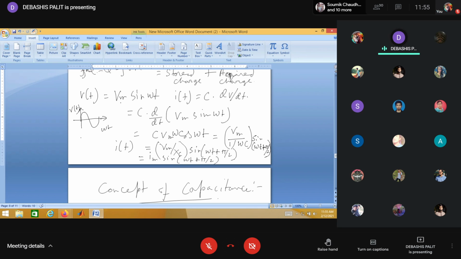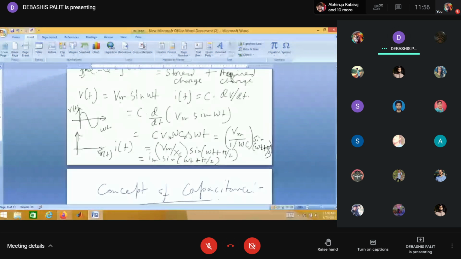So if you consider the phasor representation of the capacitive current, if the voltage phasor is like this, that is Vt, the current phasor will lead the voltage phasor by 90 degree, it(t).